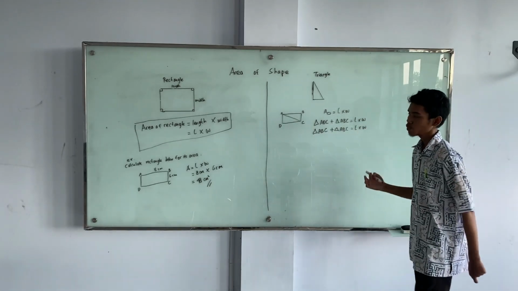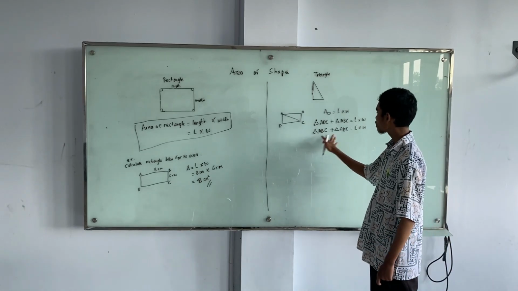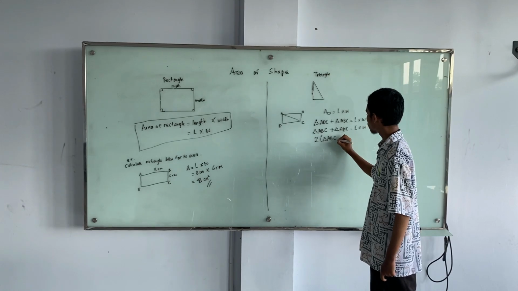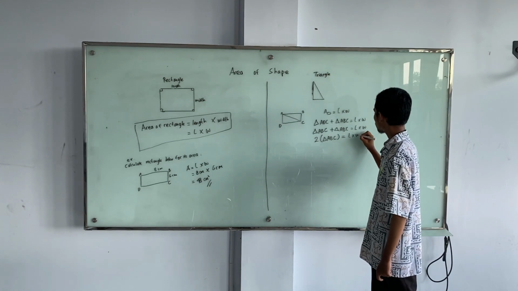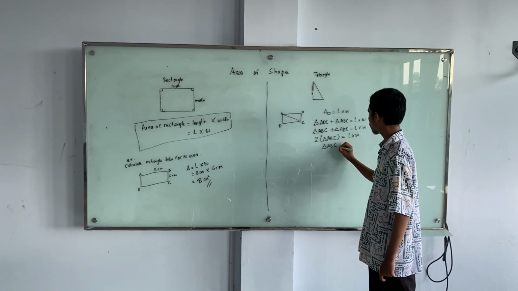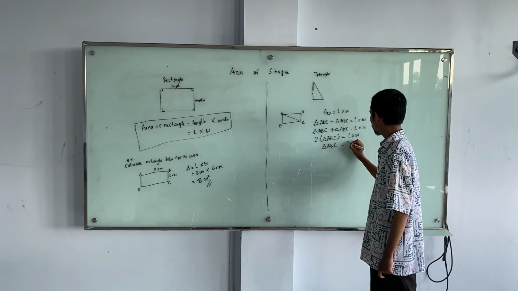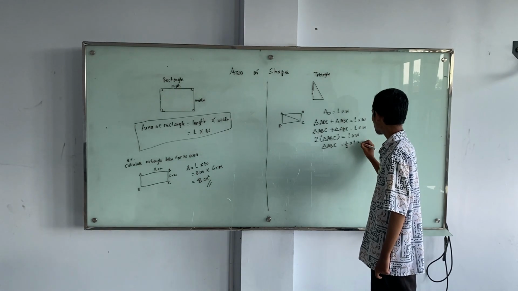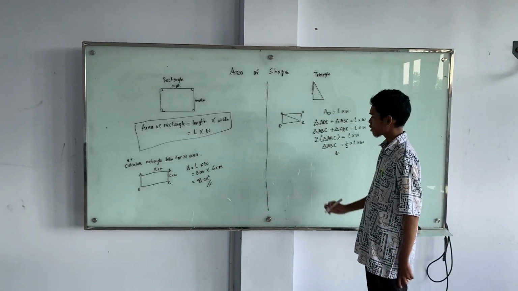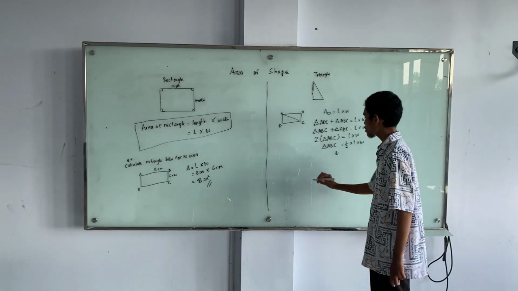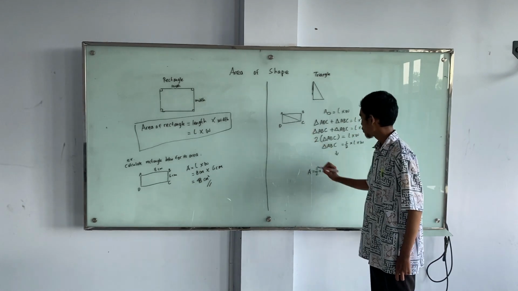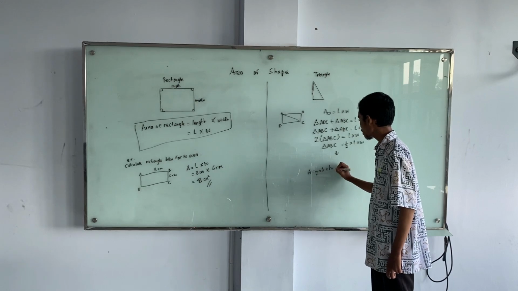In algebra, we sum these triangles. So, two triangles ABC is length times width. So, the triangle ABC is 1/2 times length times width. And that's why we know that the formula of the area of the triangle is half times base times height.